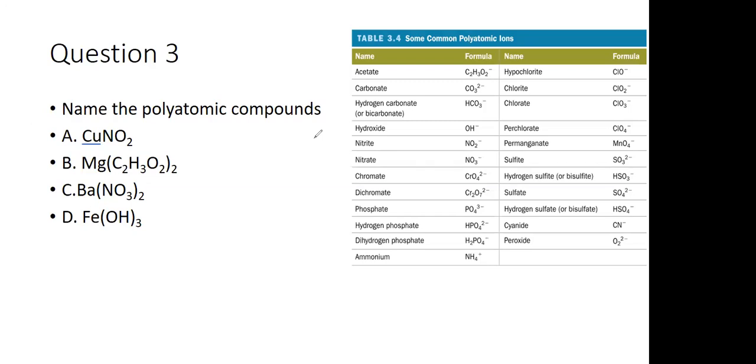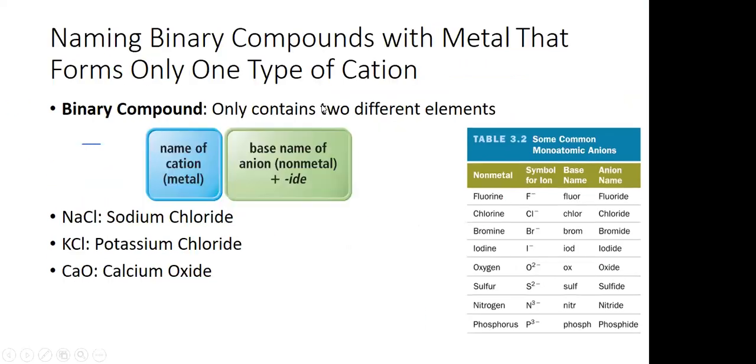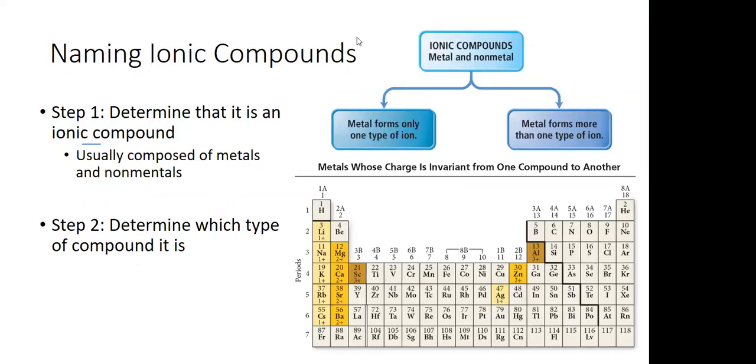All right. So just as a reminder, I'm going to go back to a couple slides, so forgive me for going faster. As a reminder, the only metals that have one possible charge are the group one metals, the group two metals, aluminum, zinc, silver, or scandium. Everything else will have multiple charges.